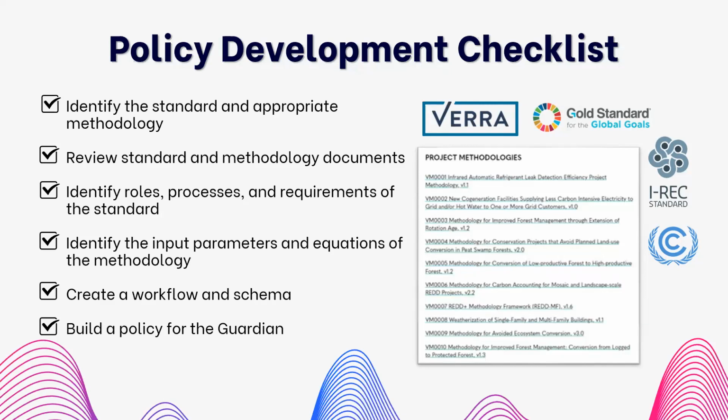Then step 5 is to create a workflow and a schema. This is where you want to develop a clear workflow and the schema that outlines a step-by-step process for using the Guardian. And this again applies to the policy configurator. And finally, you'll be able to build the policy for the Guardian.